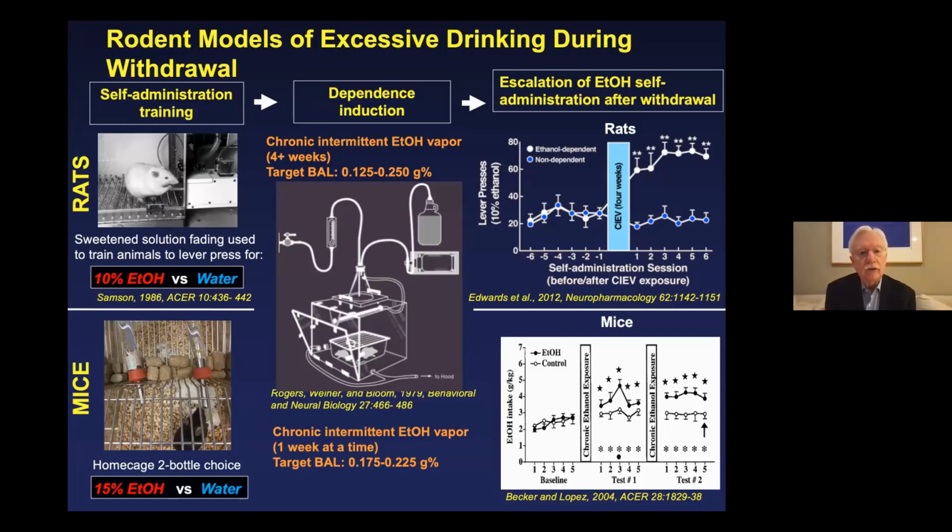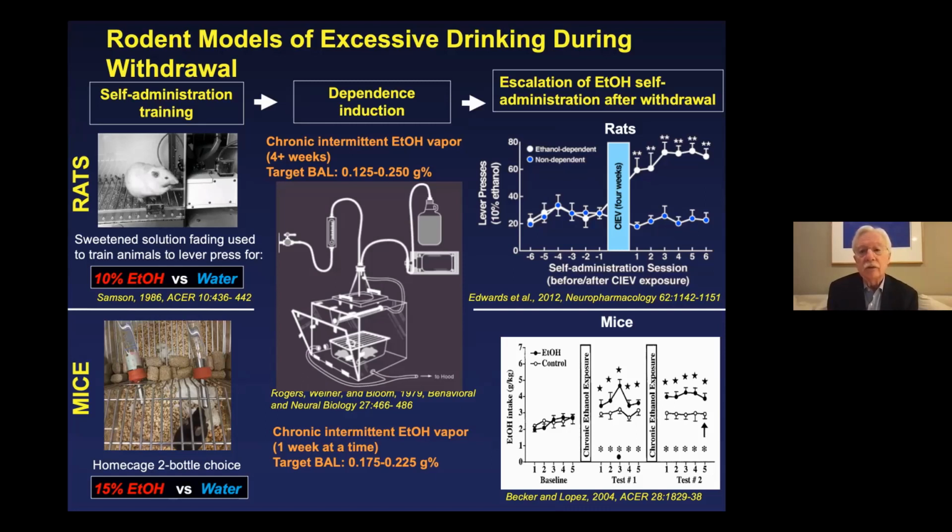But one method that was developed at the Salk Institute many years ago by Joe Rogers, Sandy Weiner, and Floyd Bloom was to induce dependence by exposing animals to ethanol vapor. And this has now been extended to both rats and mice. There's a picture here of an animal who was allowed to self-administer alcohol for 30 minutes a day during withdrawal from chronic exposure to ethanol vapor that generates blood alcohol levels around 0.2 gram percent. That's almost 2.5 times the legal limit.